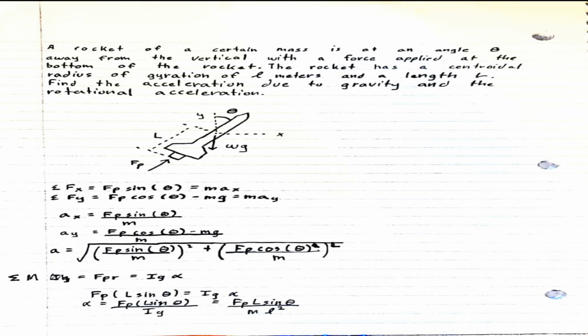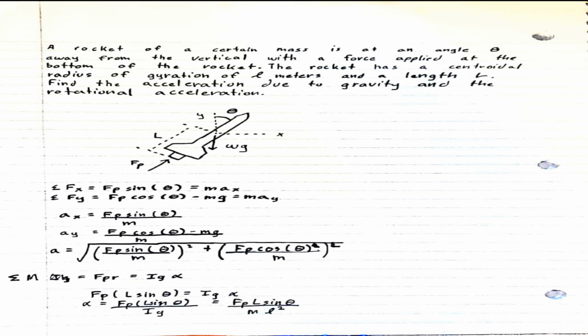A rocket of a certain mass is at an angle theta away from the vertical with a force applied at the bottom of the rocket. The rocket has a centroidal radius of gyration of L meters and a length L. Find the acceleration of the center of mass and the rotational acceleration.